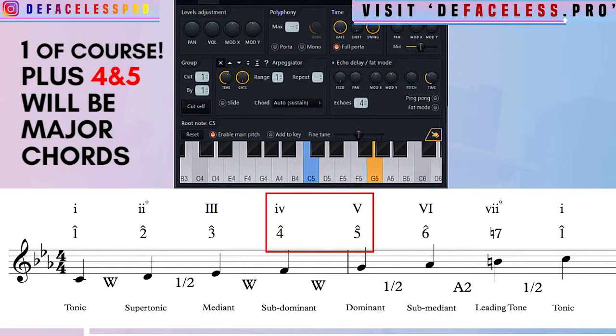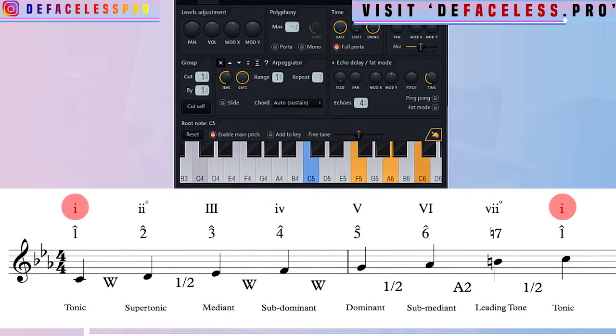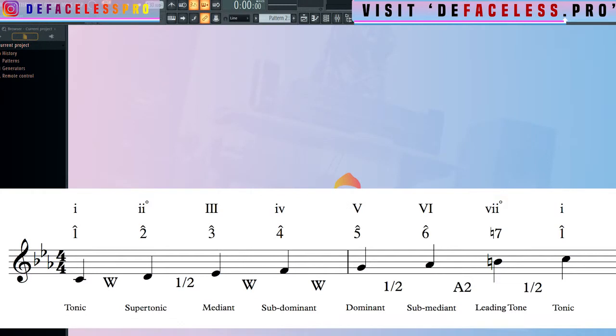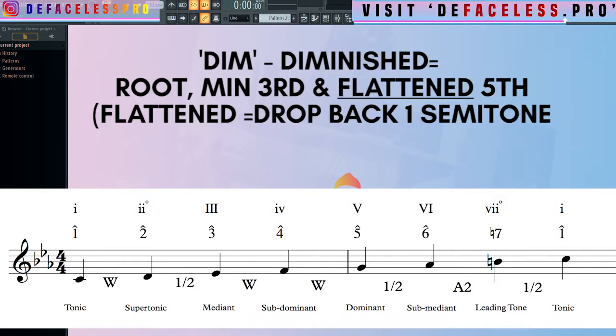The first, the fourth, and the fifth steps in the scale will be the same: C major, fourth which is F, and then fifth which is G. They will also be majors, and then the other ones in the scale will be minors. Sometimes they use a diminished on the seventh.